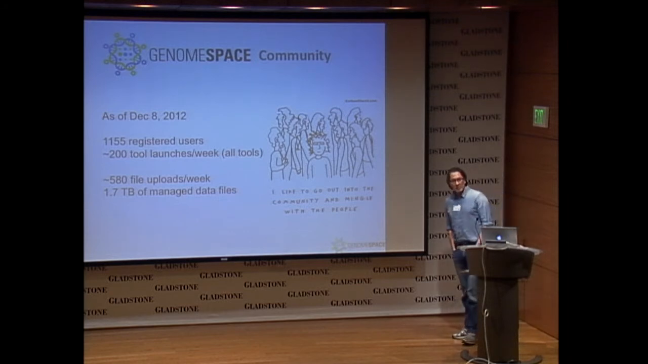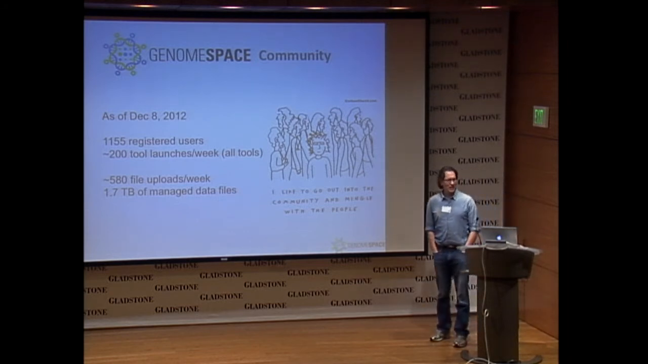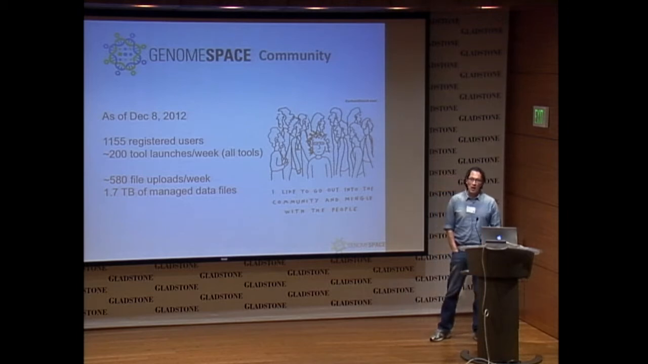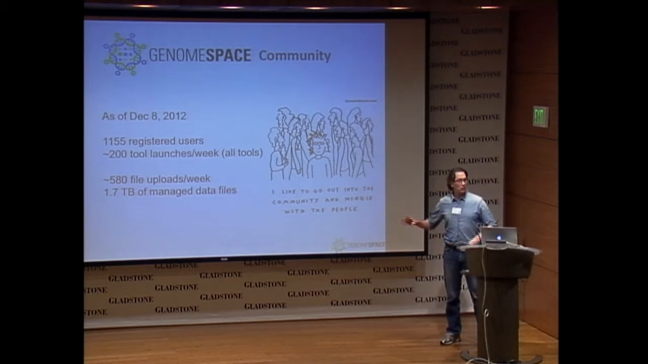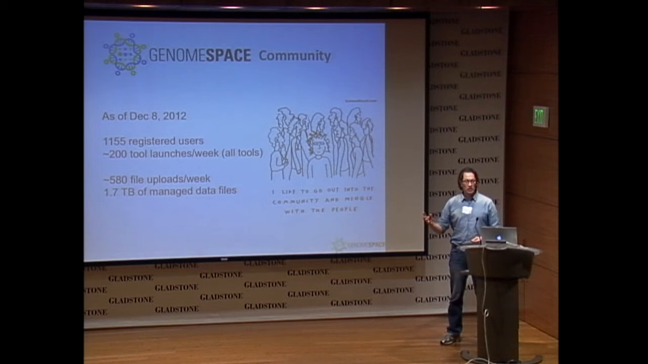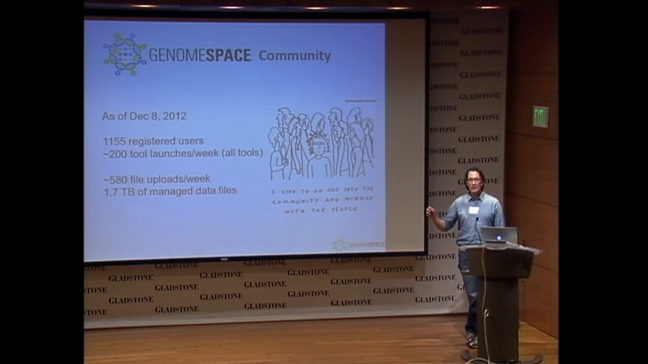We opened up to beta sort of late April of this year. Most of the six seed tools and all of the other four you'll see in a second are already in their public production versions. We've got about 1,155 users now. We see about 200 tool launches a week, and that doesn't count any launches of those tools that use GenomeSpace. And we've got about 1.7 terabytes of data that's been uploaded into our bucket that people are using.